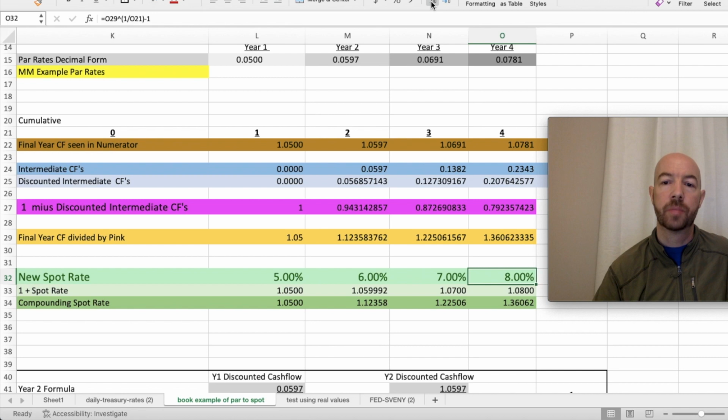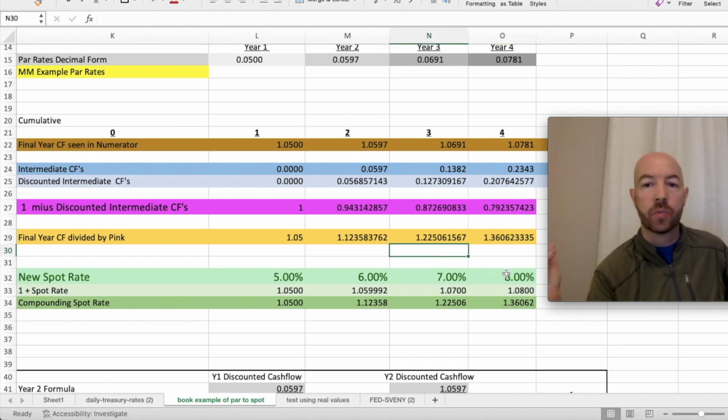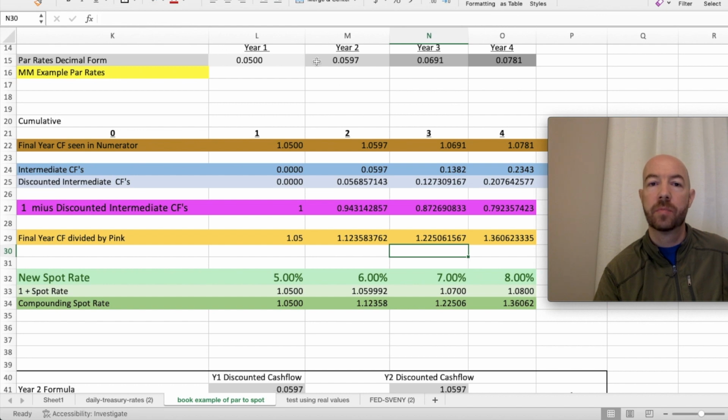So it looks really pretty in that sense, and you can see all the math, but you can also see how much work it takes to get from par rates to spot rates. And you can also see that if these par rates change, if I do all these calculations on Tuesday and the par rates change on Wednesday, which they must, it means that all these spot rates are going to shift too.